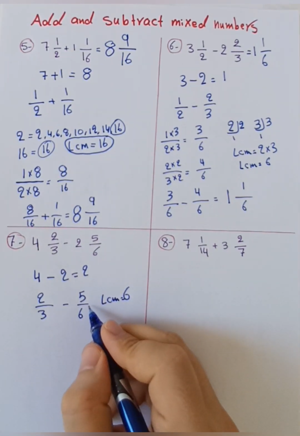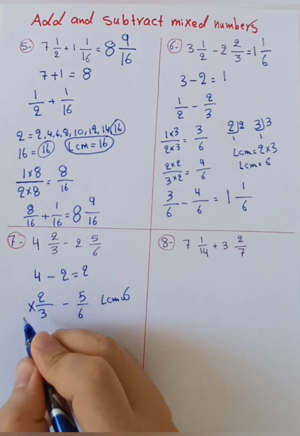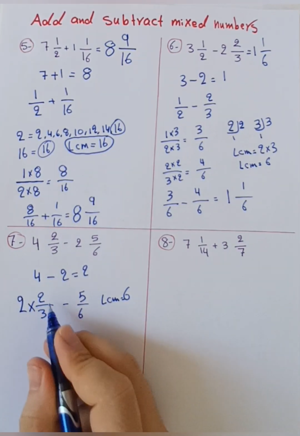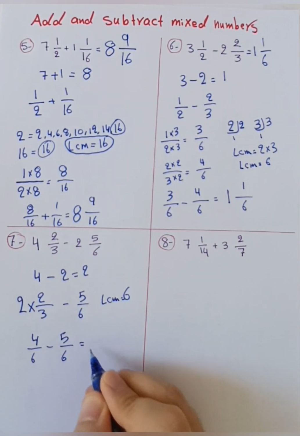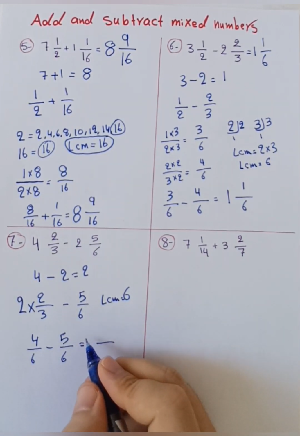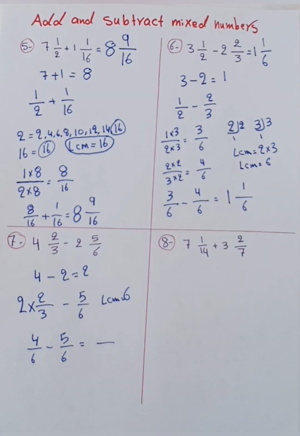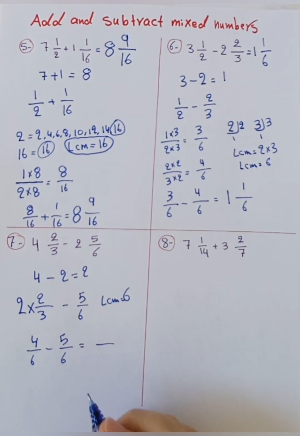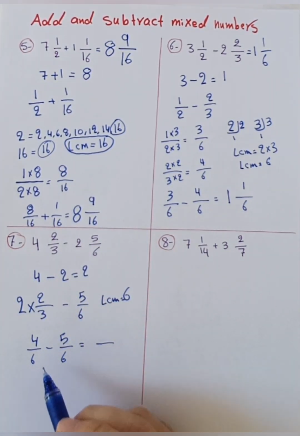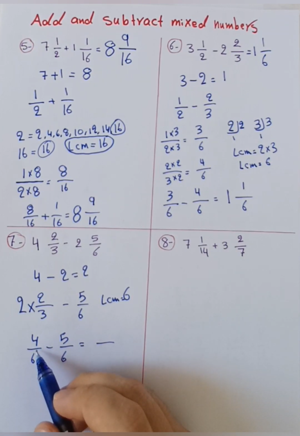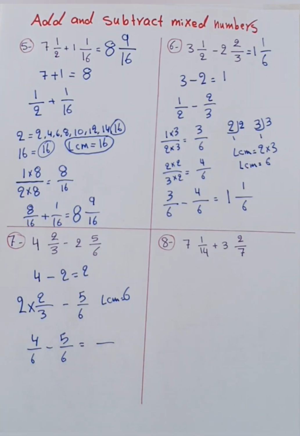So we have to multiply this fraction by 2. 2 times 2 is 4. 2 times 3 is 6, minus 5 out of 6. 4 minus... So you can't solve this subtract mixed number this way, because we can't subtract 4 minus 5. So you have to try another way for solving this mixed number.